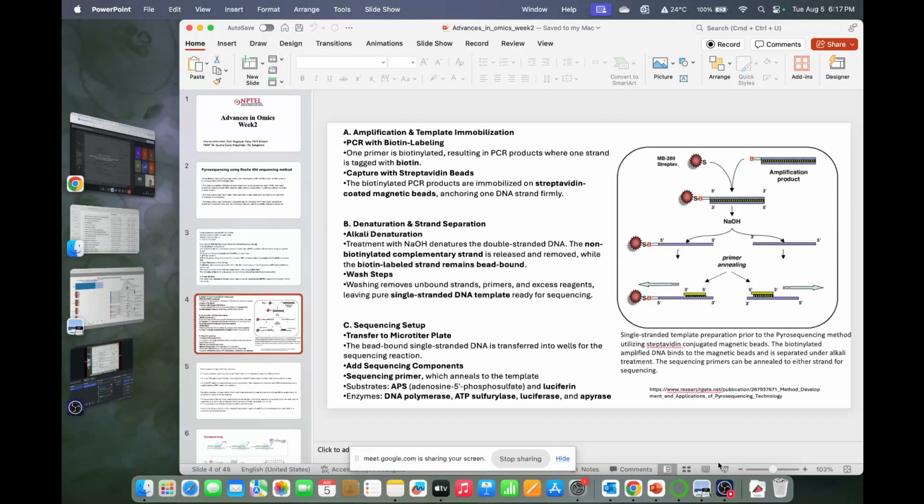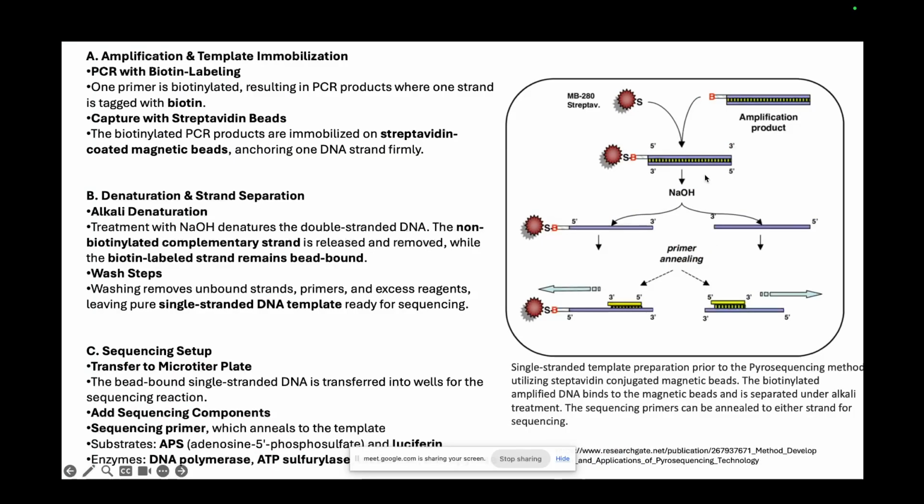Sorry. Yes. During the sequencing step, as we discussed, you have this APS substrate along with luciferin, and the pyrophosphate that is released will bind with the APS and convert it to ATP, and luciferin will use this ATP to give you that signal. You will have to provide these enzymes in your solution: DNA polymerase, ATP sulfurylase, luciferase, and apyrase for the last step to remove all these signals for the next cycle.